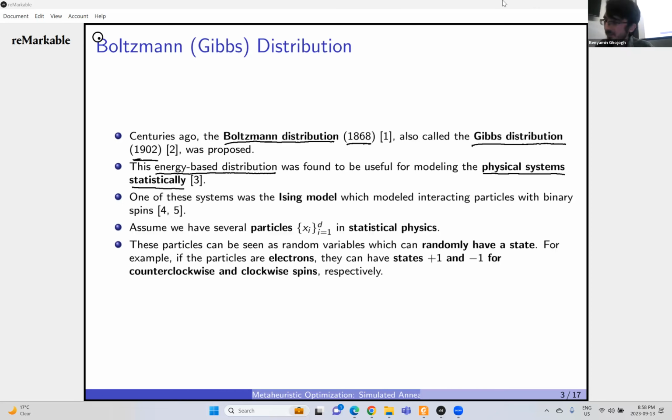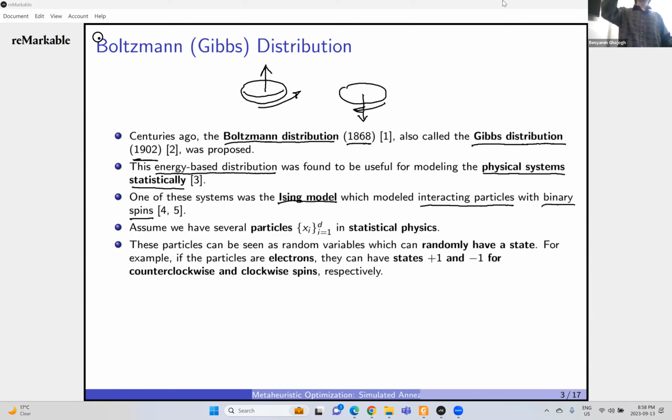One of these systems was the Ising model. What does it do? It models interacting particles with binary spins. So every particle in particle physics has a spin. Particle physics is also related to quantum mechanics. So it's either rotating in this way or the other way. I think you have seen figures like this, right? It's either rotating clockwise or counterclockwise. Then based on that, we can define whether its spin is up or down.